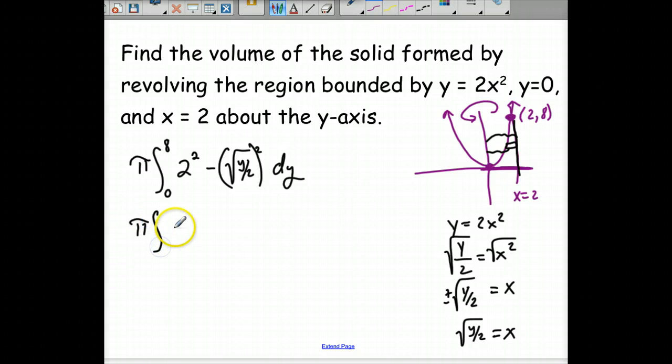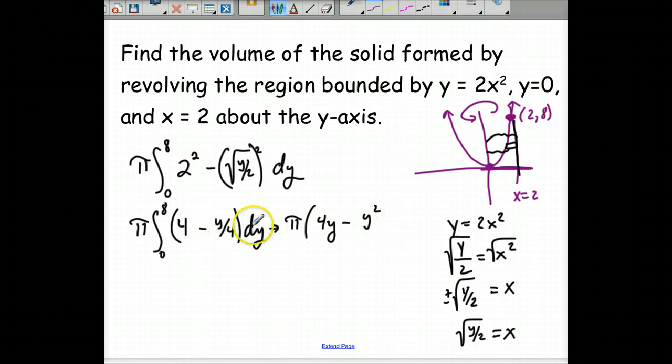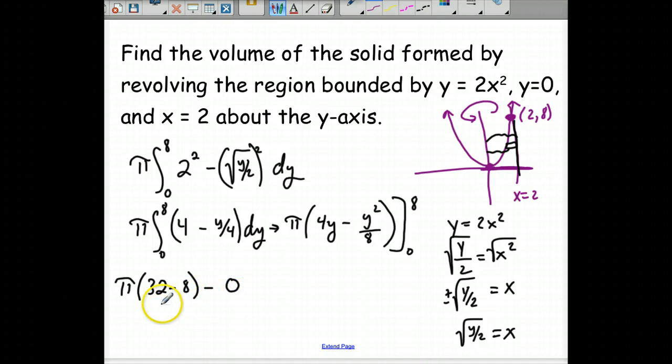So pi times the integral of 4 minus, and then that is going to be y over 4 from 0 to 8. So integrating, I get 4y minus, add 1 to the exponent gives you y squared, and divide by the new exponent. I already had a 4 down there, and I'm dividing by 2 also. So 4 times 2 is 8 from 0 to 8. 4 times 8 is 32 minus 8 squared is 64. 64 divided by 8 is 8. And then plug in 0 and you get 0. So 32 minus 8 is 16, and 16 times pi is 16 pi.